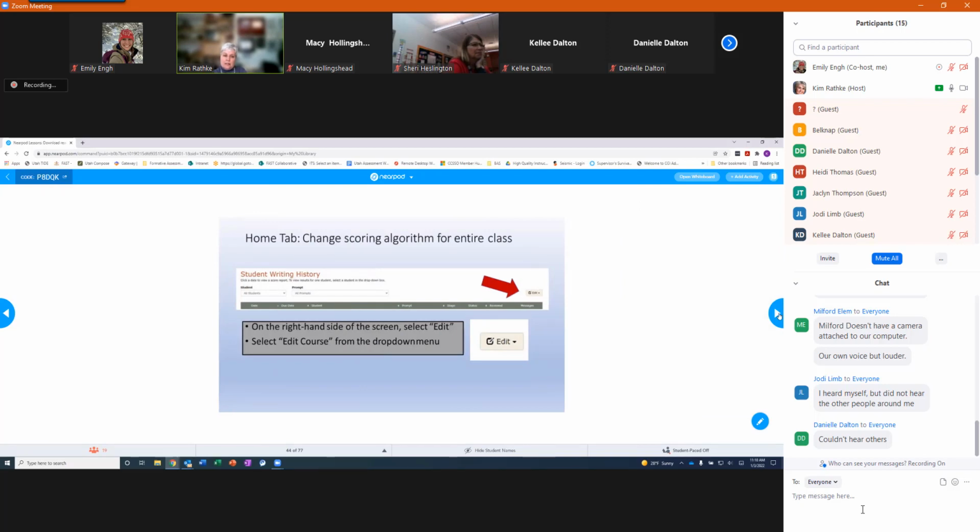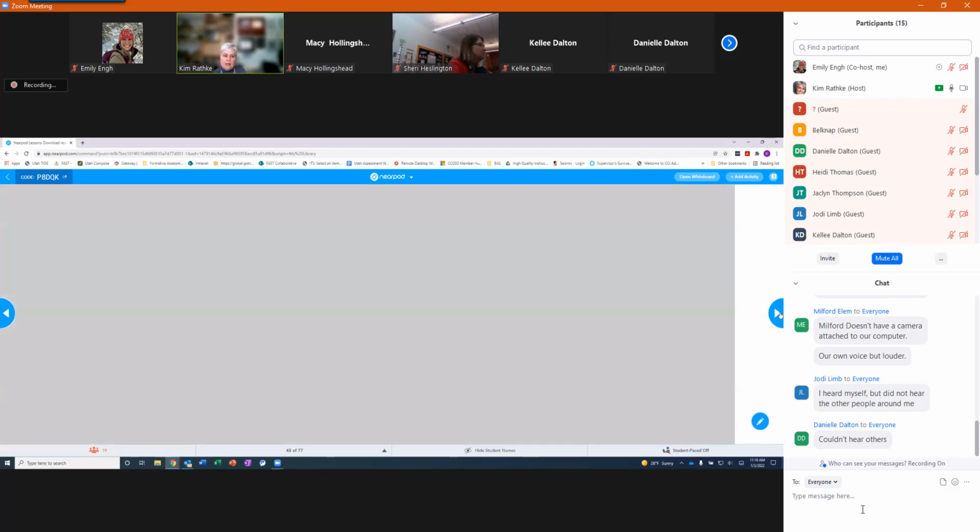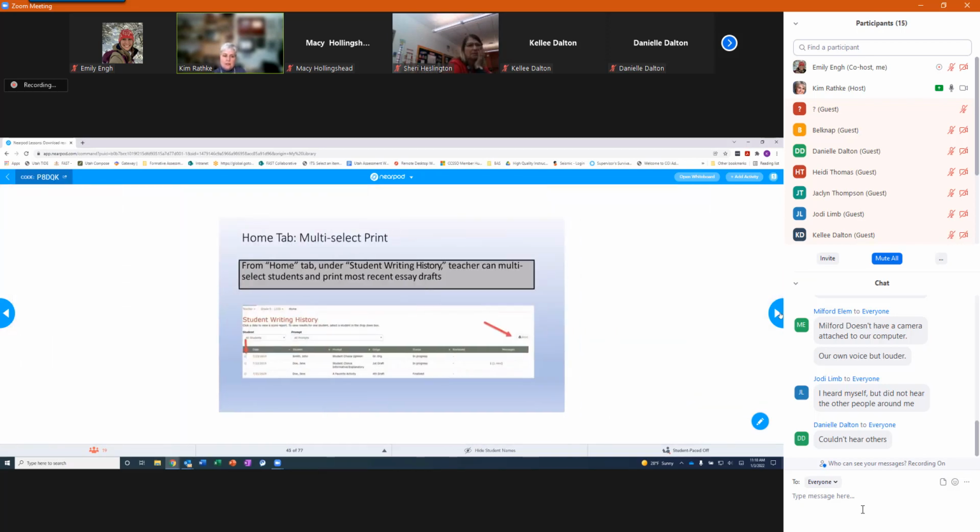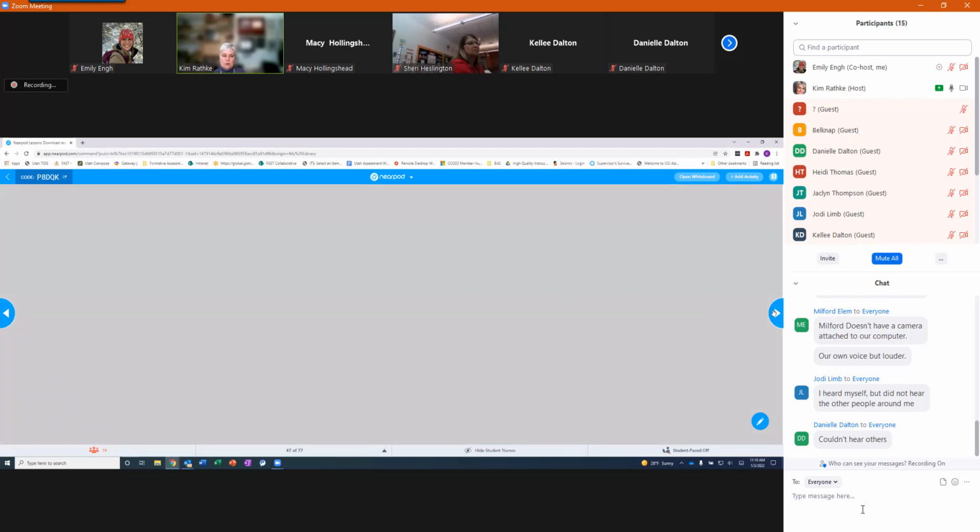This is how you change the scoring algorithm. You hit edit. You can just hit under student writing history. This is how you can multi-select your print. I'm just showing you a couple of things really quick.